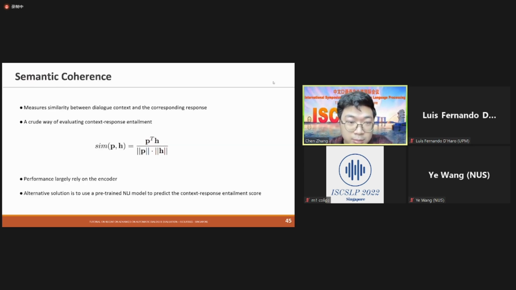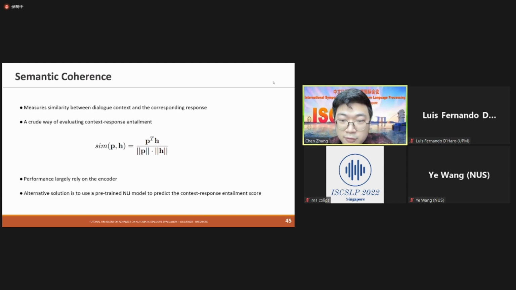Another untrained metric is the thematic coherence. It relies on the sentence embedding of the context and the hypothesis. We compute a similarity between the hypothesis and the context. So it's a coarse way of evaluating the local topical coherence. It works similarly to the embedding-based reference-based metric. We just replace the reference with the embedding of the previous utterance of the current utterance.